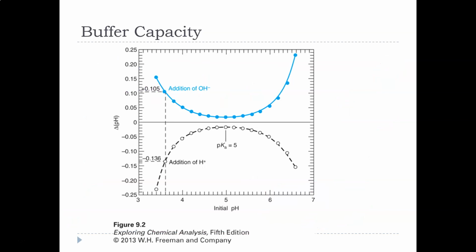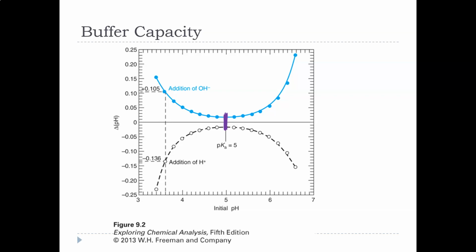So this graph is just giving us a visualization of the buffer capacity. The pKa value of the acid that was used in this buffer is 5. So this pH of 5 is when the buffer is most useful, right? Which means you can add more strong acid or strong base and see small pH changes for longer.